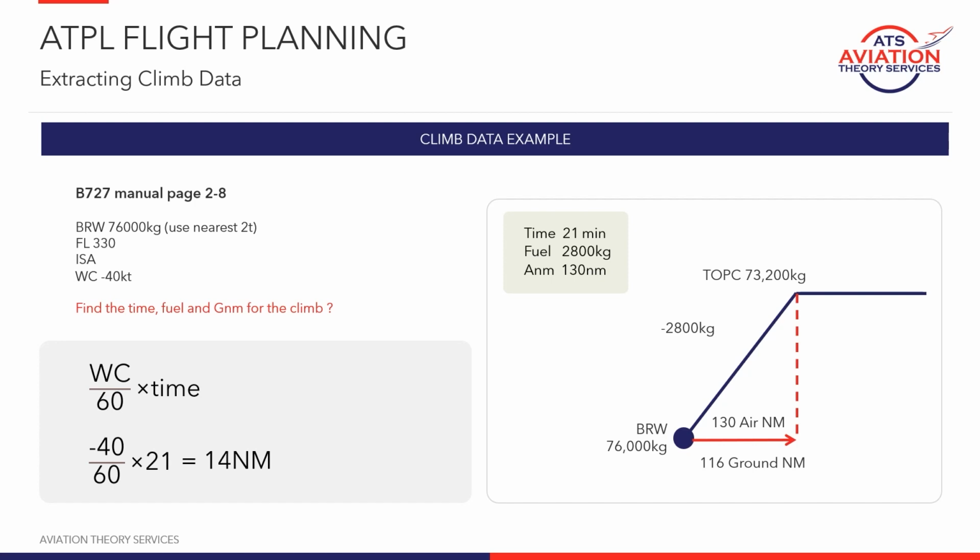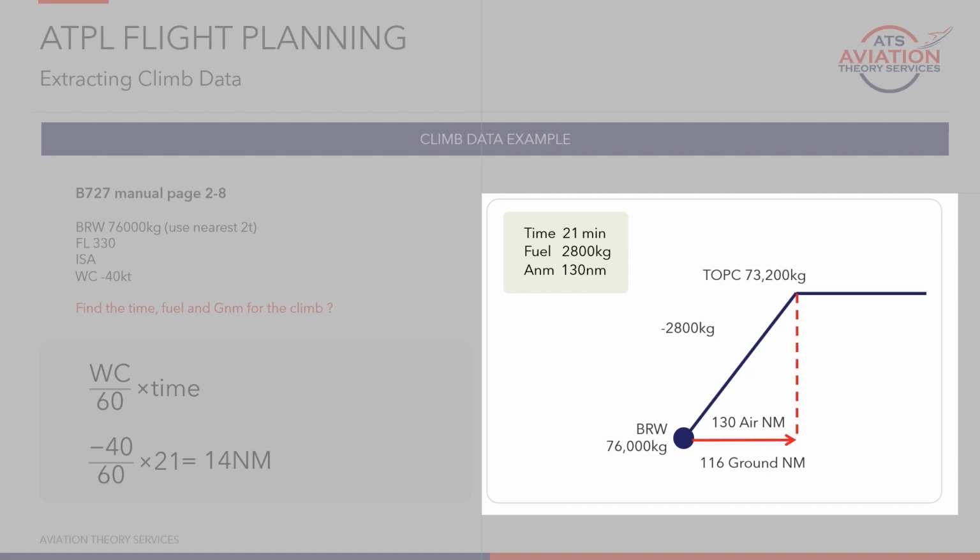This is the quickest and easiest way to calculate ground nautical miles, and it's going to work for both climb and descent data. To summarise the climb segment we've just done, we've climbed for 21 minutes, we've burnt 2,800 kilos of fuel, and we've covered 116 nautical miles over the ground.